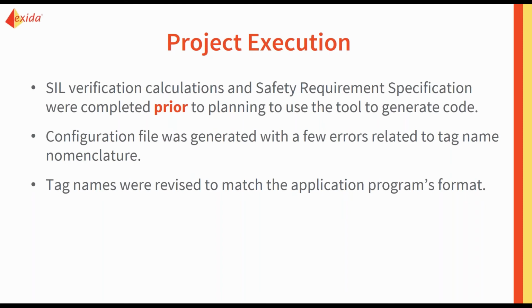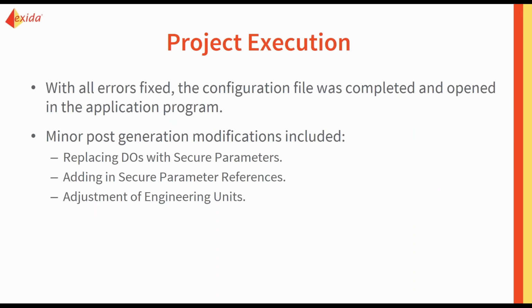If you're a user of Silver, you know you can put your tags in, but it's mostly for reference, right? Maybe it's exported into SILstat for recording your failure data, but it's not really going anywhere else unless you're using the configurator. In this case, if you're using the configurator, those tags are used in your safety logic, and so they have to follow the nomenclature needed in that system. So the tag names were revised to match the application program's format. With all those errors fixed, the configuration file was completed and opened in the application program.